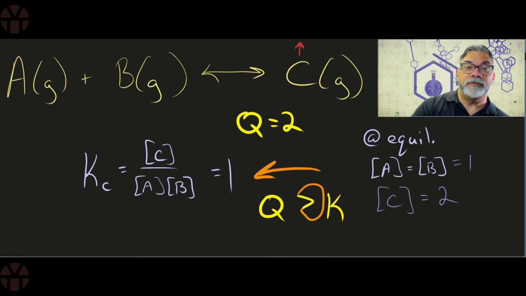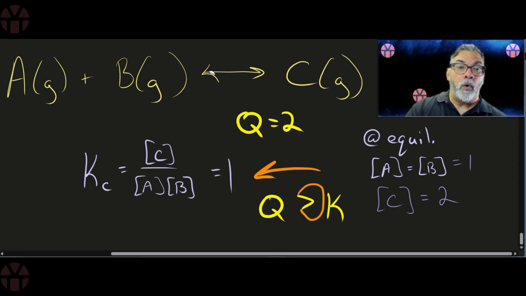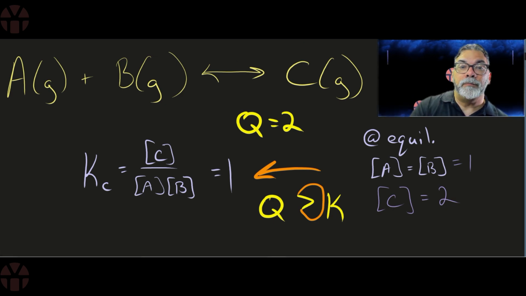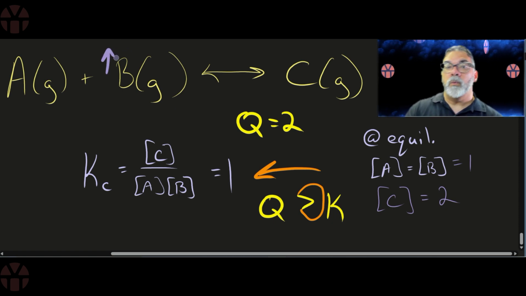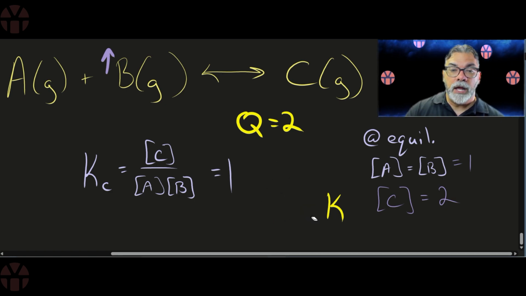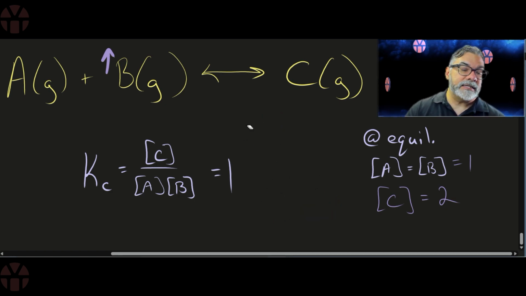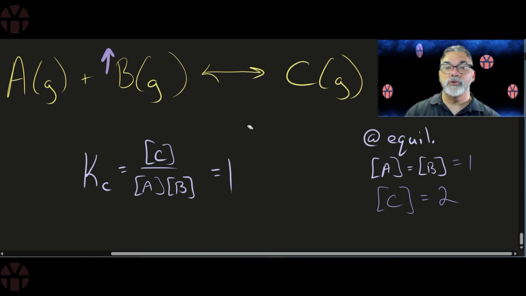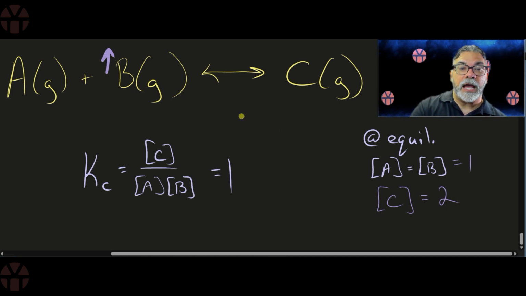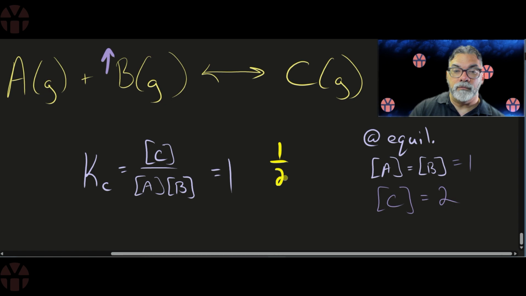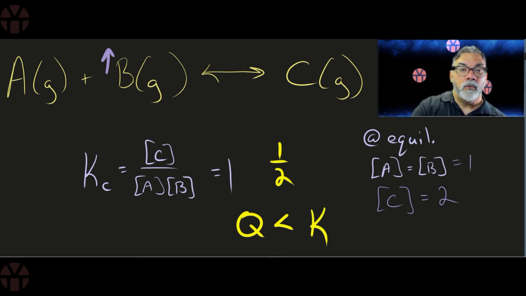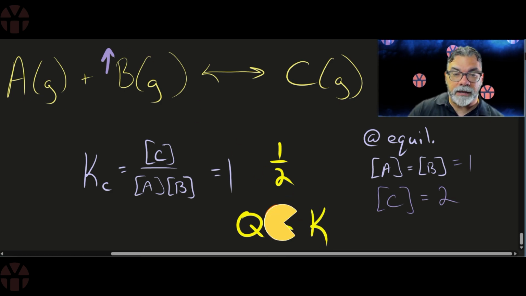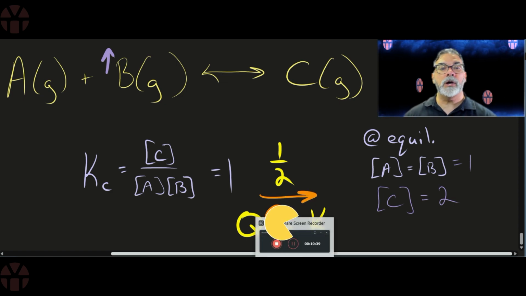Now, I could have done this whether I added C, or let's say instead I added more B. So let's say that the concentration of B now shoots up. Well, what's going to happen? In this scenario, let's make B have a concentration of 2 molar. So same thing. I go to set everything up. I'm not going to have 1 over 2, or 1/2. So that means that Q is now less than K. Well, if Q is less than K, which way is Pac-Man chomping? Pac-Man is chomping to the right.